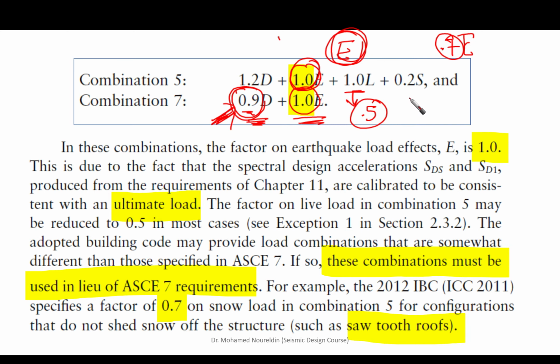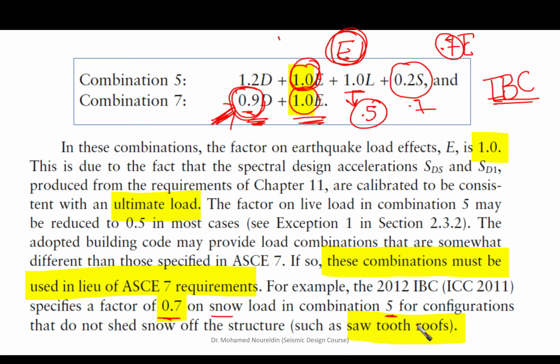Another thing, this is for ASCE. Sometimes other building codes like IBC, for example the 2012 IBC, specify a factor of 0.7 on snow load in combination 5, which is this combination. So here, instead of 0.2, it is 0.7. Why? What is the reason for this?